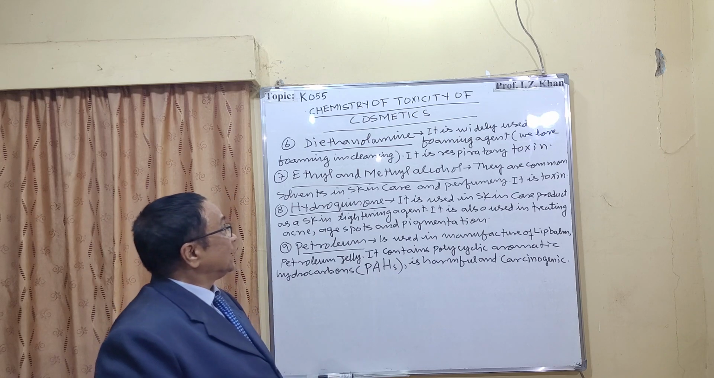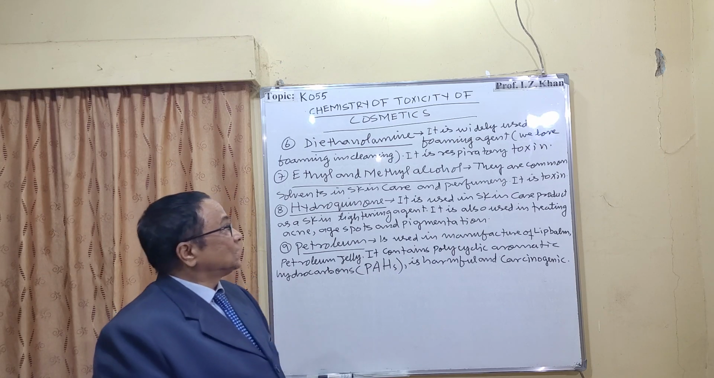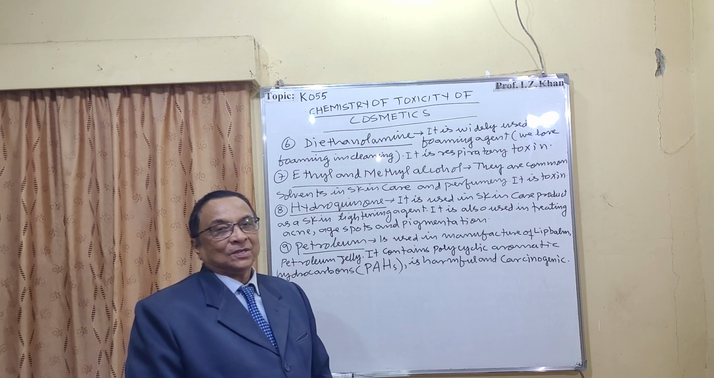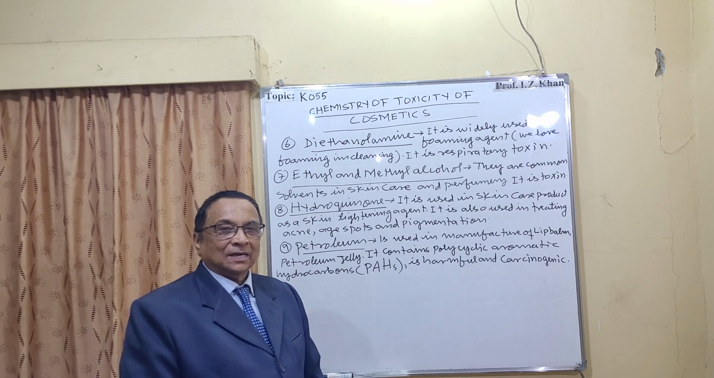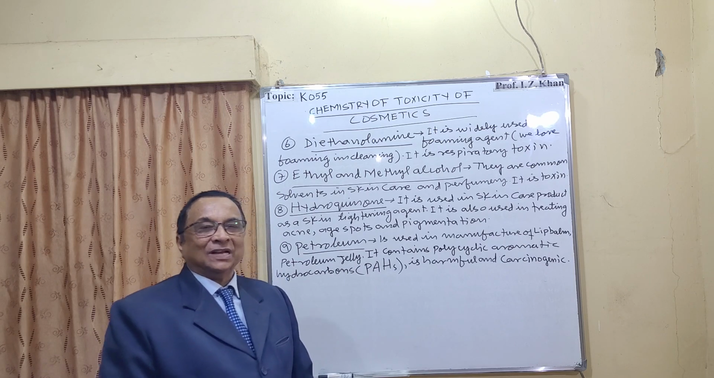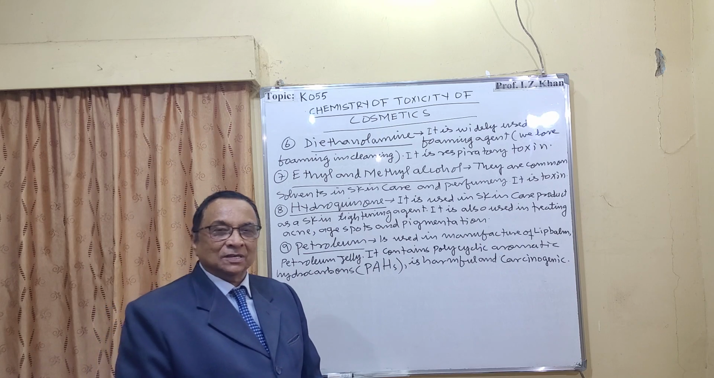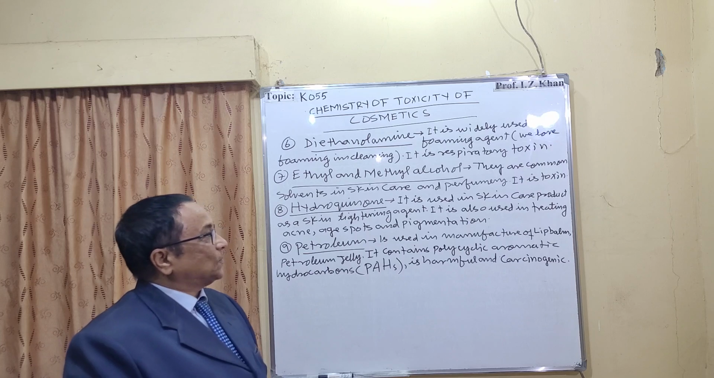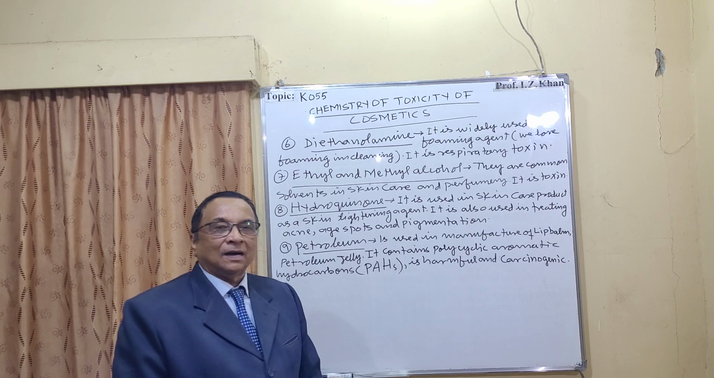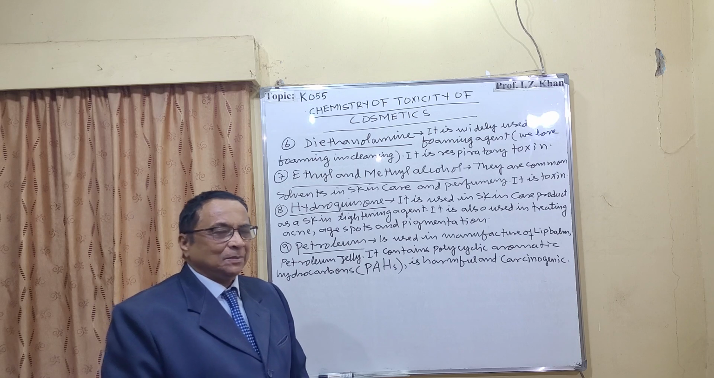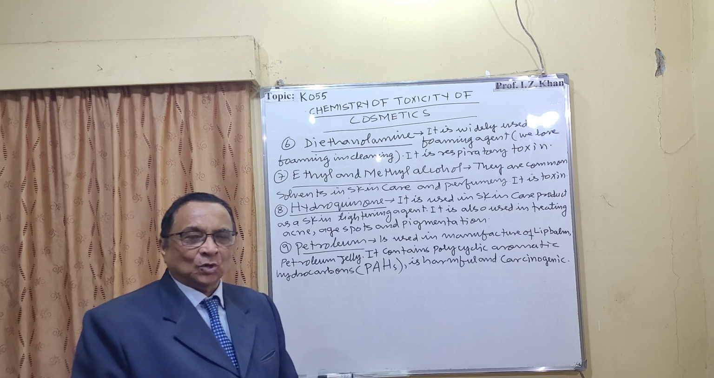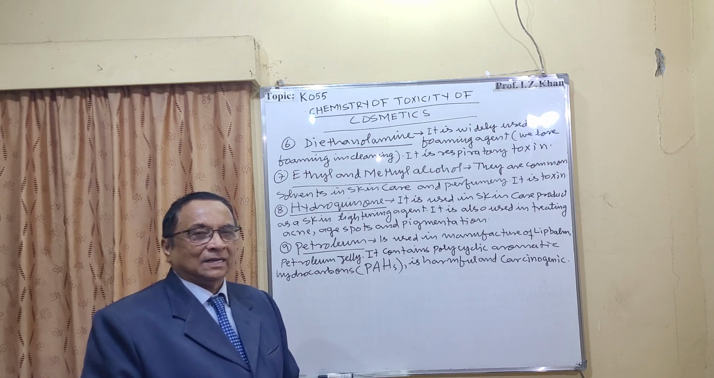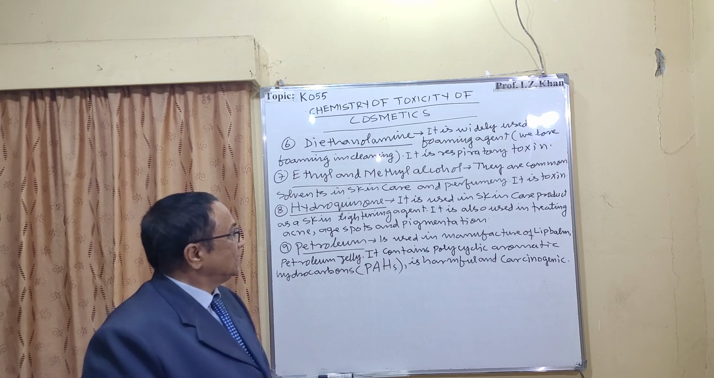Number six is diethanolamine. This diethanolamine is widely used as a foaming agent to clean in shampoo and in some other skincare products, and we love to see foaming while cleaning our body. And it is a respiratory toxin. It causes some irritation to your respiratory trachea. That's why it is called a respiratory toxin.